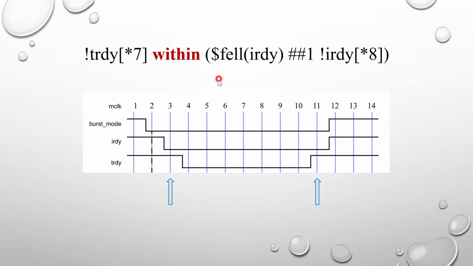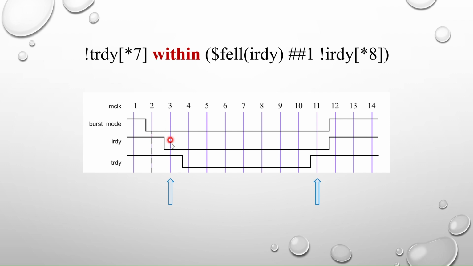Okay, so let's see in the waveform. I have taken this waveform from the previous example. That's why you can see the burst mode. Just ignore the burst mode and focus only on IRDY and TRDY. First we will see this sequence, because we need this interval, and in this interval we need to check the first operand. So $fell of IRDY: this is the IRDY. $fell means IRDY going from high to low. From here it is going from high to low.